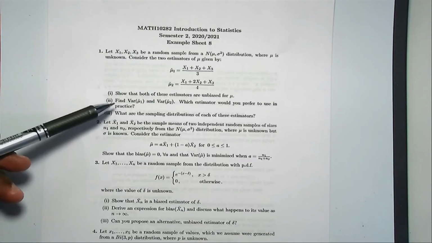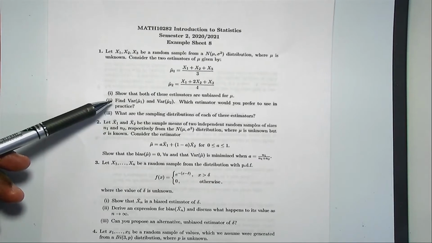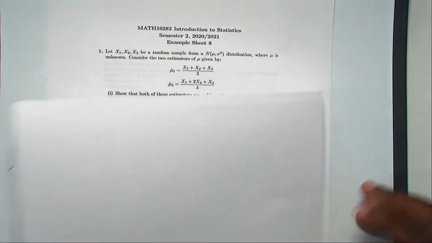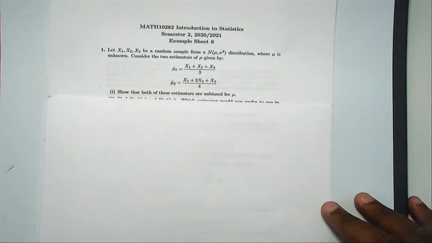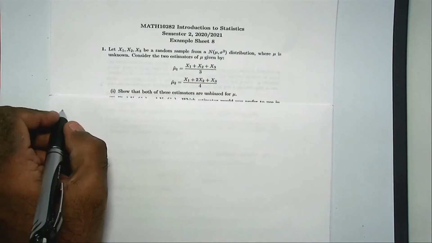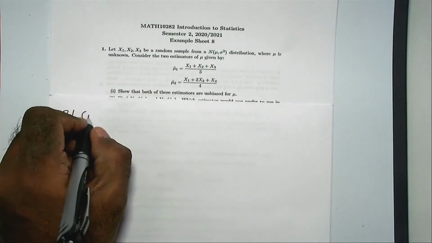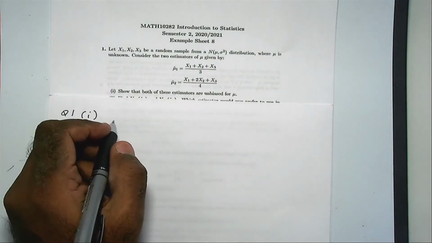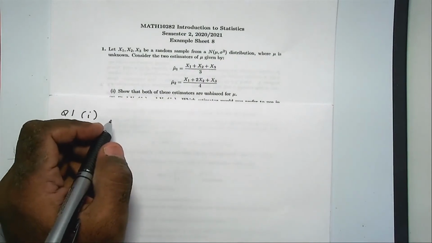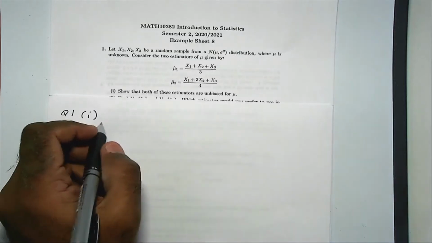So you have three data points from a normal distribution with parameters mu and sigma squared, and these are 2 possible estimators for mu. 3 parts. The first part is to show that both these estimators are unbiased for mu. Right, so let's see how we can do that. Right, so this is question 1, part 1. So we want to show that both these estimators are unbiased for mu.